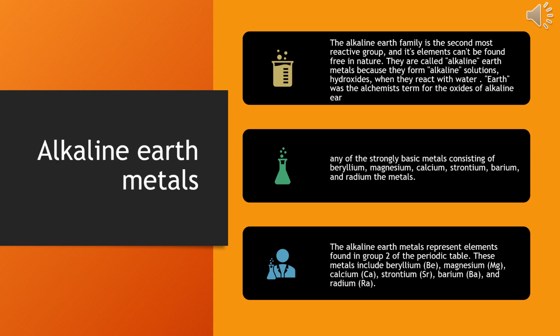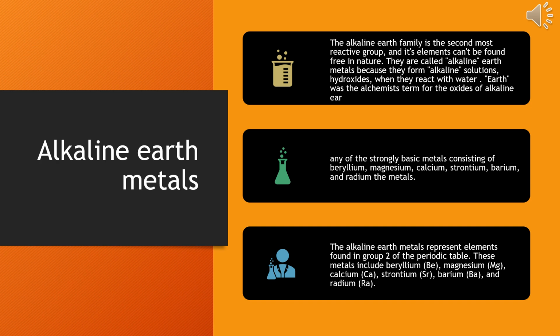Alkaline earth metals. The alkaline earth family is the second most reactive group, and its elements can't be found free in nature. They are called alkaline earth metals because they form alkaline solutions, hydroxides, when they react with water. Earth was the alchemist's term for the oxides of alkaline air. Any of the strongly basic metals consisting of beryllium, magnesium, calcium, strontium, barium, and radium, the metals.